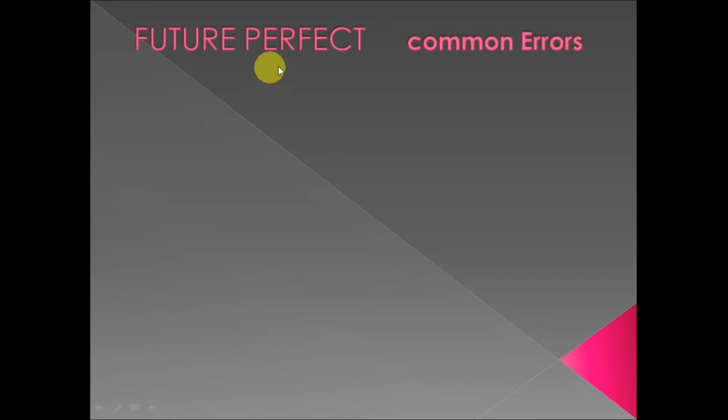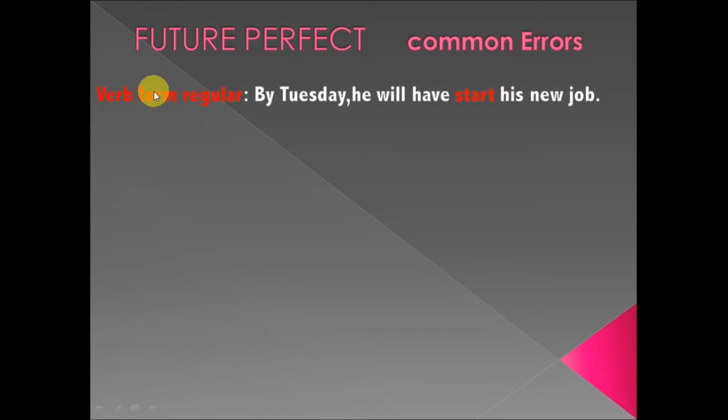Now let's look at some common mistakes that are made when using the future perfect tense. Sometimes the mistake is in the verb form of regular verbs. Look at the example: By Tuesday, he will have start his new job. So where's the mistake? The mistake is in the verb itself, in the regular verb.